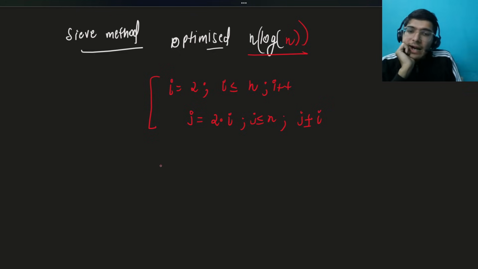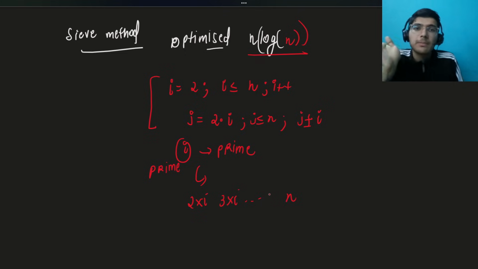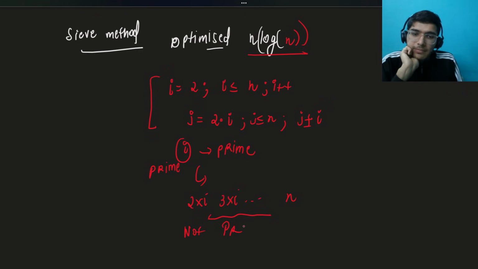See, our idea is, let's say i is a prime. Then its multiples 2 into i, 3 into i, till n, all the numbers which are less than n, multiples of i, will they be prime? No, they won't. Absolutely no, they are not prime. That is our first intuition.